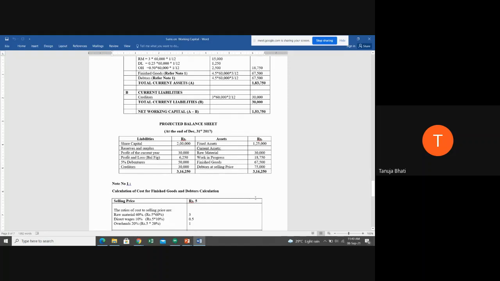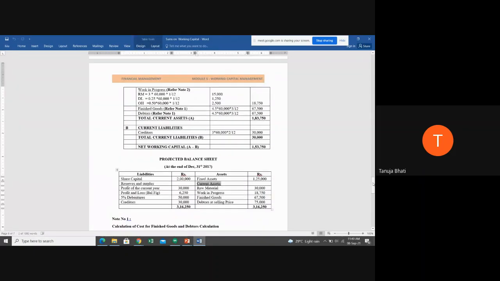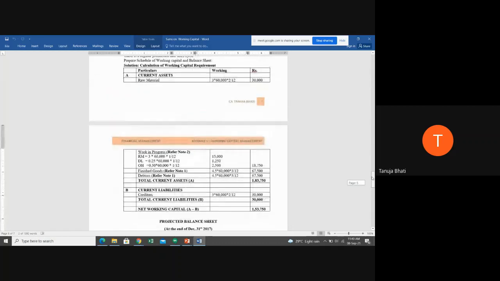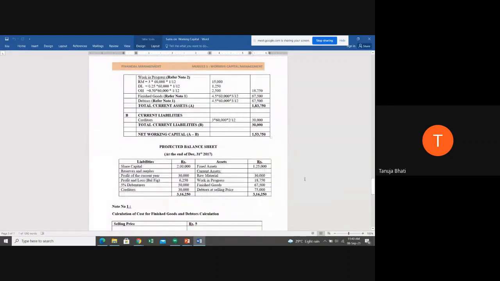Okay. Next, we are writing fixed assets, which is directly given as 1,25,000 in the problem. Now, whatever current assets we have calculated, first we have calculated the raw materials. Okay, raw material is 30,000. So we have directly written here raw material cost as 30,000. Work in progress, we have already seen, is 18,750. We have written 18,750. Finished goods is 67,500.